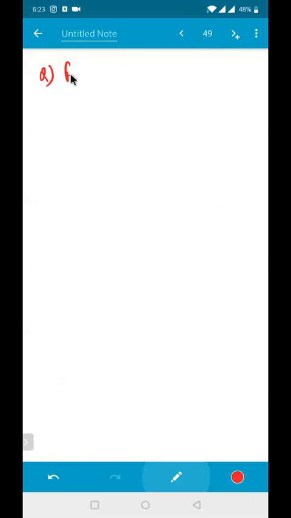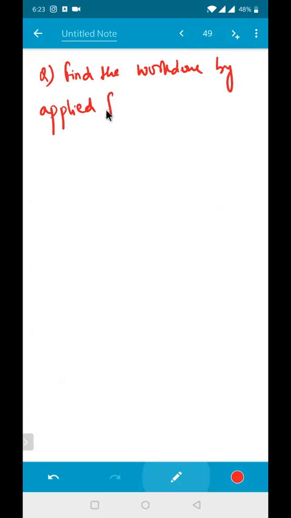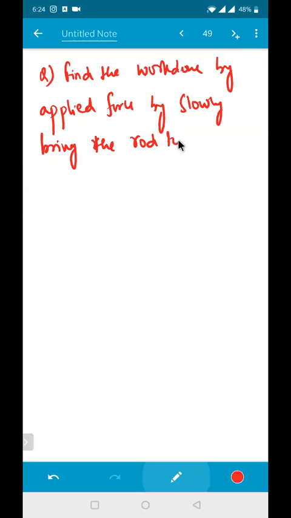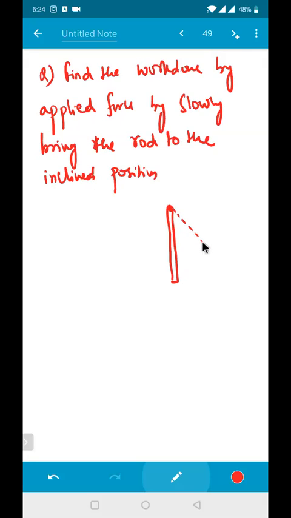Like say for example, find the work done by the applied force by slowly bringing the rod to the inclined position. This is the given diagram right now. This is your rod, and here it is fixed. Slowly it is being brought to the inclined position.